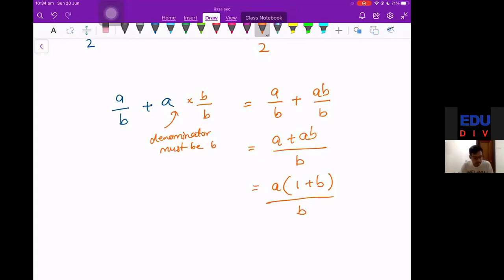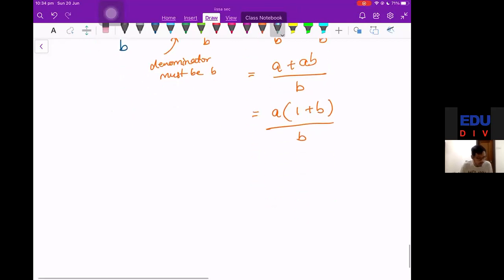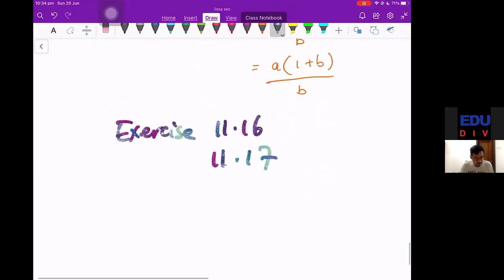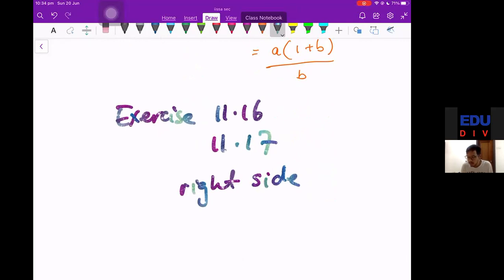Okay, good. So with that, can you do exercise 11.16 and also exercise 11.17? For this one, please do the right side. So that is your homework for your offline classes.